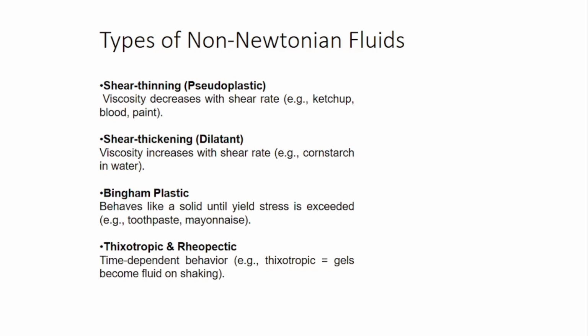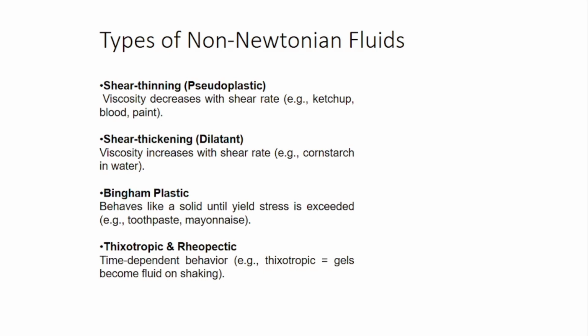Then comes shear thickening, which is also known as dilatant, where viscosity increases with the shear rate, like cornstarch in water, right? And when you add cornstarch in water in the appropriate amount, it may form Oobleck, which is neither a solid nor a liquid.